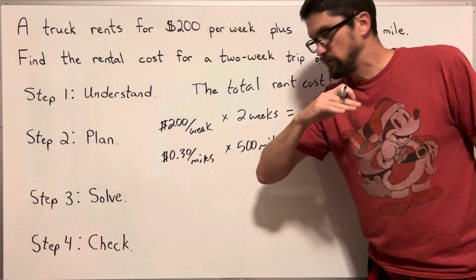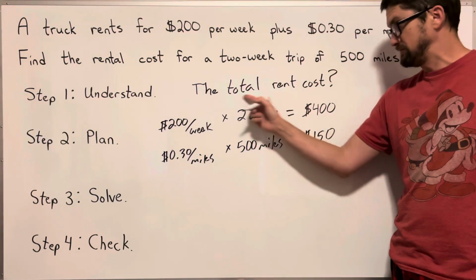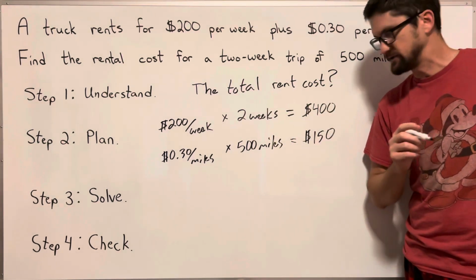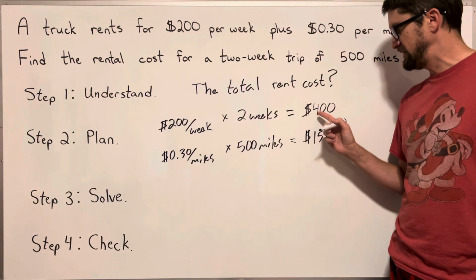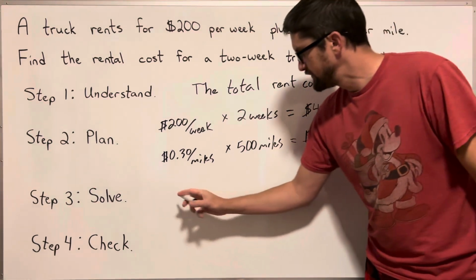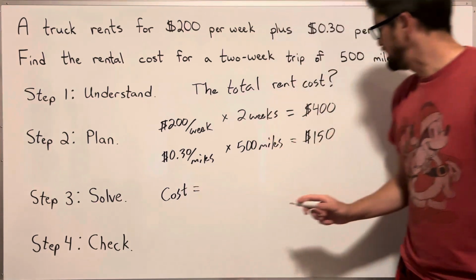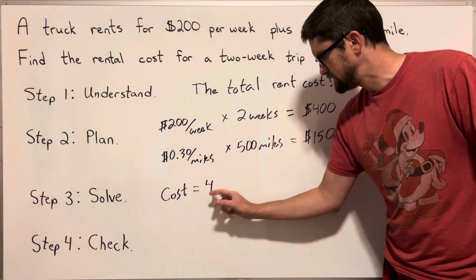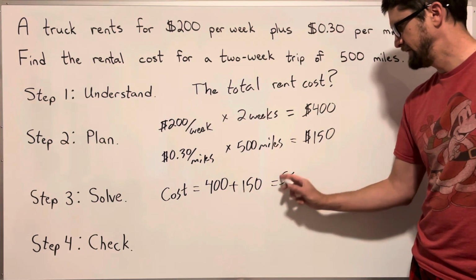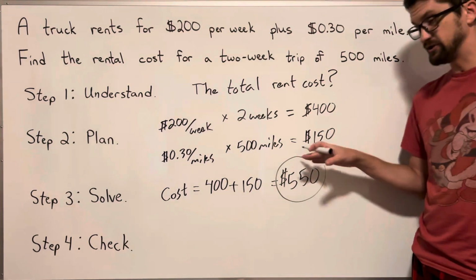Step 3 is to figure out the solution to the whole problem. You might have to go back to figuring out what the problem is asking for. This one's asking for the total rental cost. So the total rental cost is going to be the weekly charge plus the mileage charge. So the total rental cost is going to be this 400 plus 150. So that's going to be a total of $550. That'll be the solution.